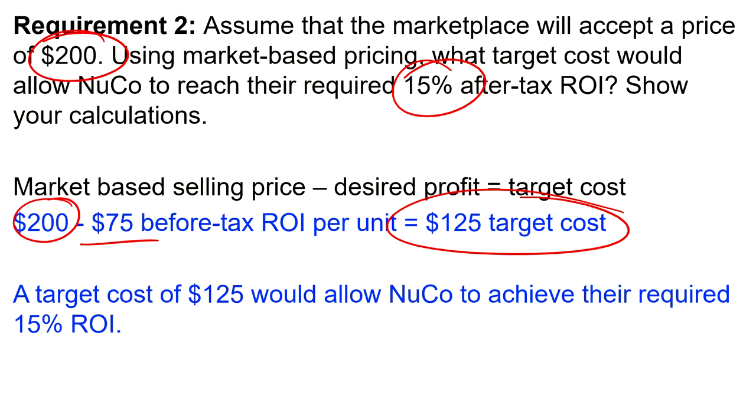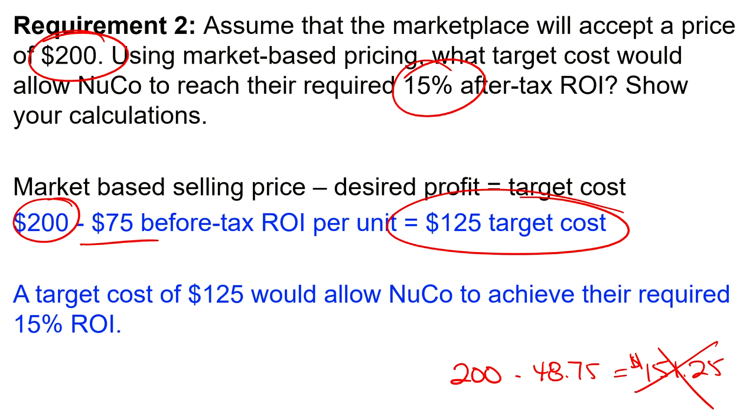Now, these two requirements here are a good example of how they grade it when you make a mistake. Let's pretend in the first requirement, you didn't calculate the before-tax ROI per unit. You just left it with the after-tax, the $48.75. Well, if you did that, then when you came to this requirement, you would have simply done the $200 minus 48.75, which means you would have gotten 151.25. Well, 151.25, let's be honest, is wrong. That's the wrong answer to requirement number 2.